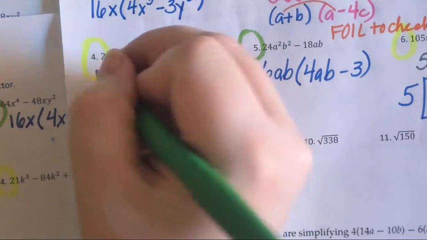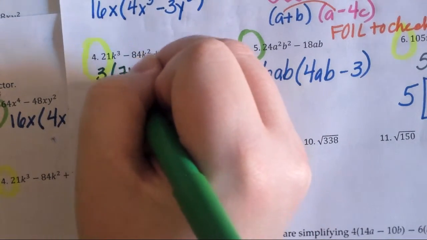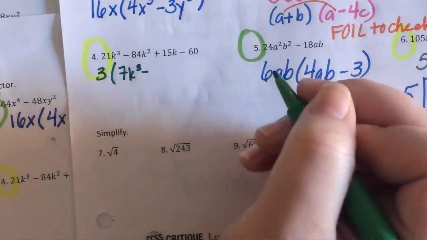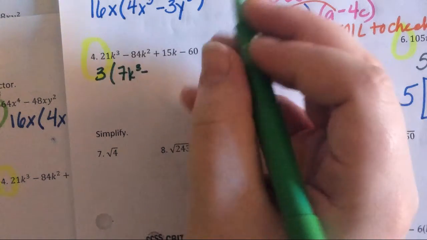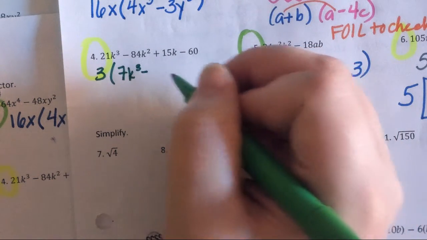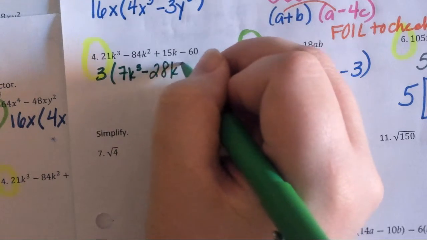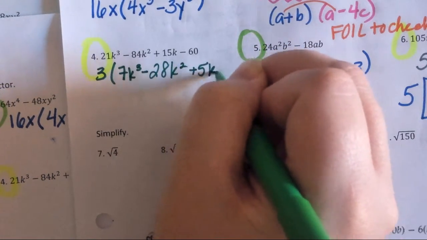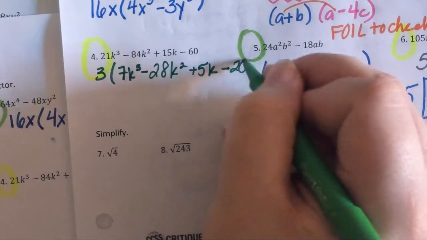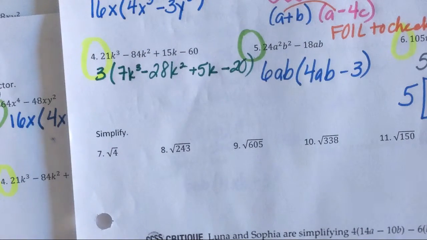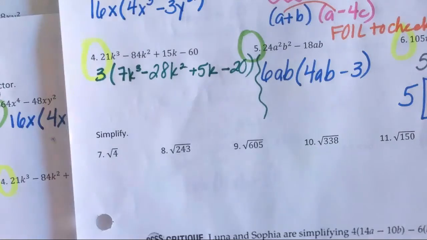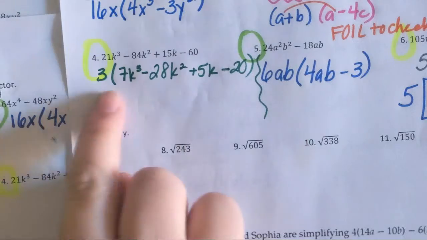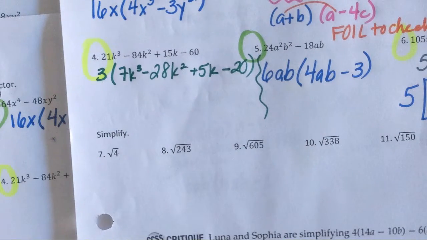Okay, so if you pull out a 3, you're left with 7k cubed. What's 84 divided by 3? 28k squared plus 5k minus 20. So we almost missed it. There was a GCF we could pull out first. Now we do have 1, 2, 3, 4 terms, so we can do grouping.